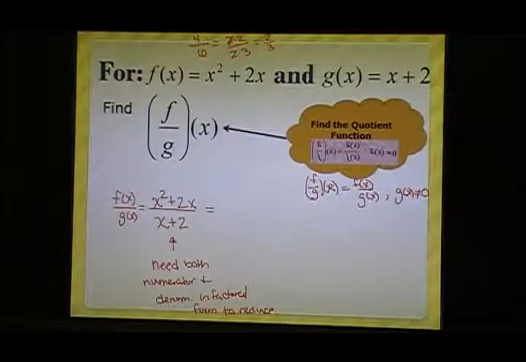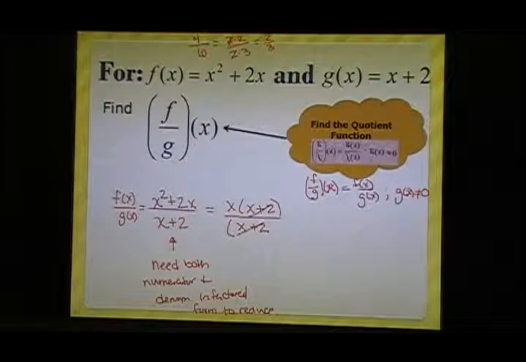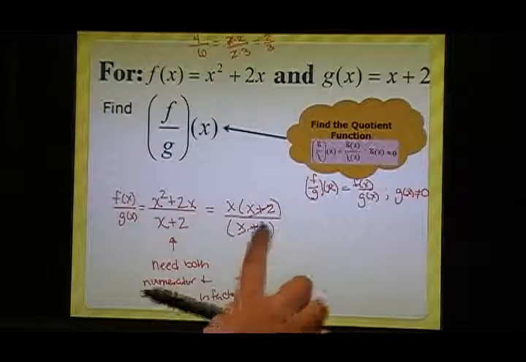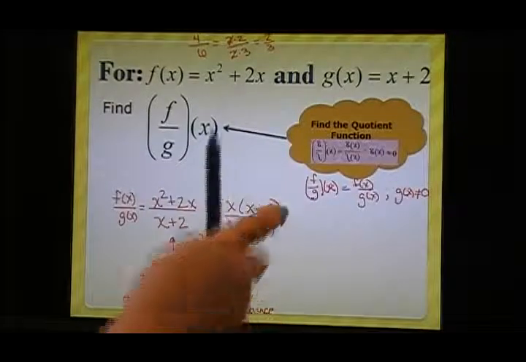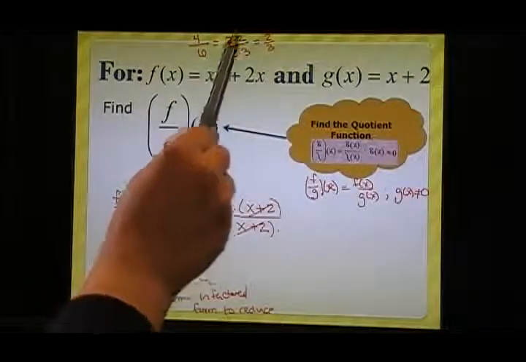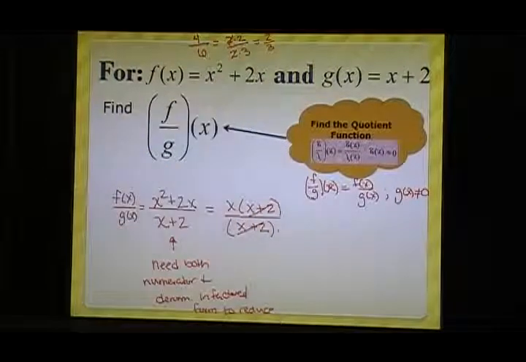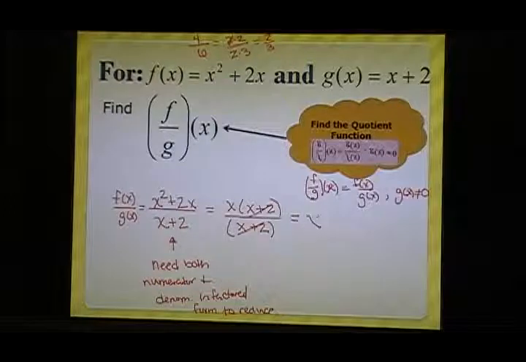So in the numerator, x squared plus 2x, these terms have a common factor of x. If I factor out the x, I have x times x plus 2 all over x plus 2. Now, both numerator and denominator, the bottom didn't factor, so this whole thing is a factor. Both have a factor of x plus 2. So just like up here, they both had a factor of 2, which I could cancel. And what I'm left with is then just x. So my quotient function, f over g of x, is x.